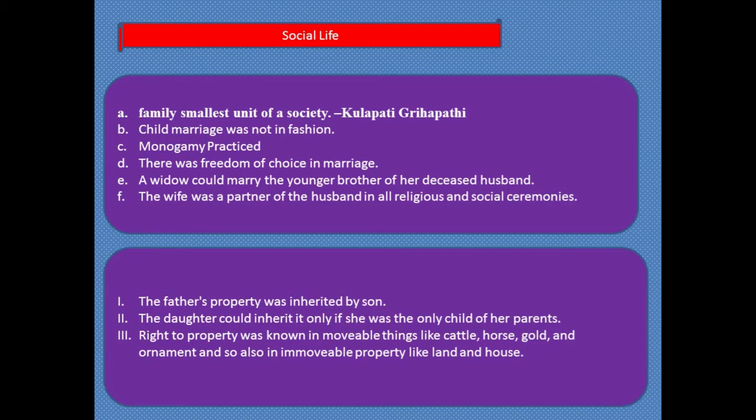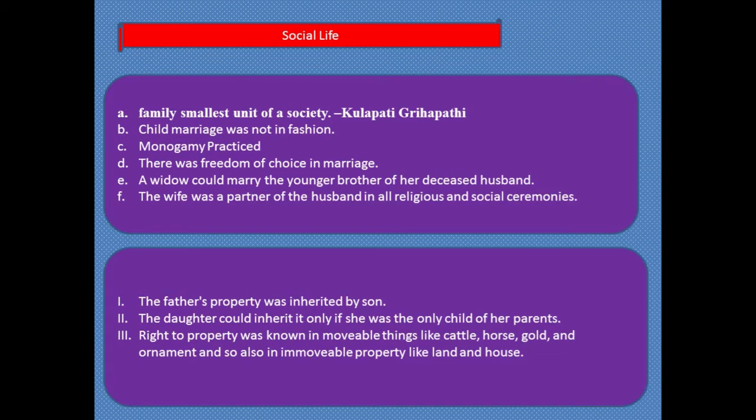And if you look at one more aspect, widow remarriage had existed in the time of the early Vedic period. Status of women was high. If a woman loses her husband, she had the liberty to marry the younger brother of her dead husband. So that kind of liberty was given to the women. And definitely there were some women who were educated.